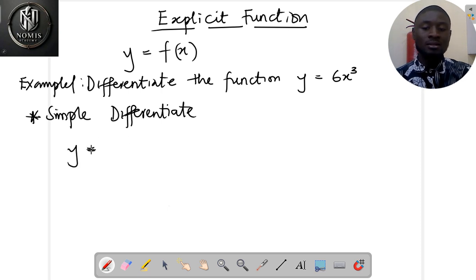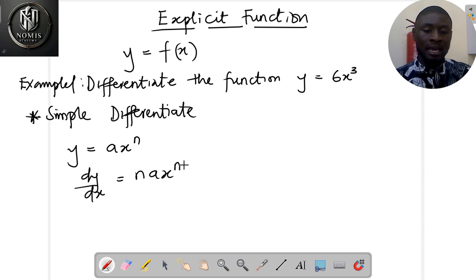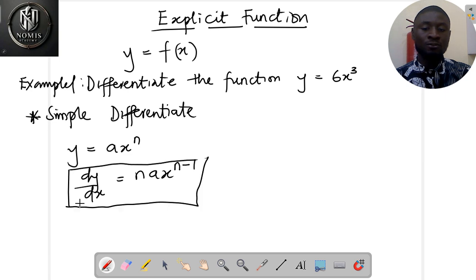y equals a x to the power of n. So if you have a function like this, dy/dx is equal to n multiplied by a x to the power of n, when that n is subtracted by 1. That is, 1 is subtracted from it. So this is the general formula, or let's say the simple formula for differentiation. So we can simply differentiate a function using this formula.